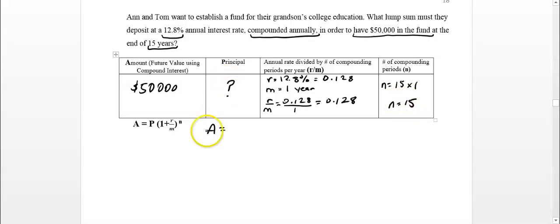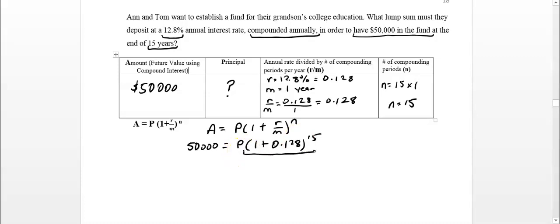So using our formula, as you can see at the bottom, the compound interest formula, we fill in everything that's given to us. So we have our amount, which is $50,000, equals the principal, which is unknown, times 1 plus 0.128, and we raise that to the 15th power. So now let's talk about how we can solve for our principal.